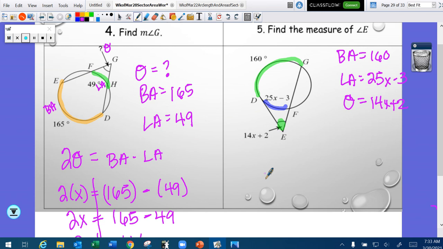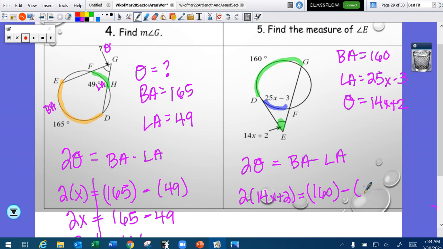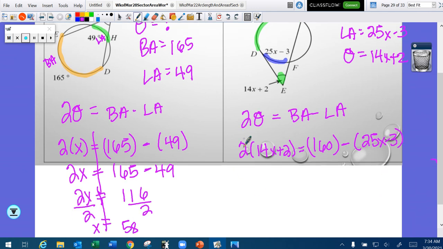Now, since this angle is outside the circle, we're going to say 2 theta equals big arc minus little arc. So 2 times 14x plus 2 equals the big arc, which is 160, minus the little arc, which is going to be 25x minus 3. So here we get 28x plus 4 equals 160, and then there's no number here, so I can get rid of the parentheses. This is a negative. It tells me to take the opposite of everything inside of the parentheses.